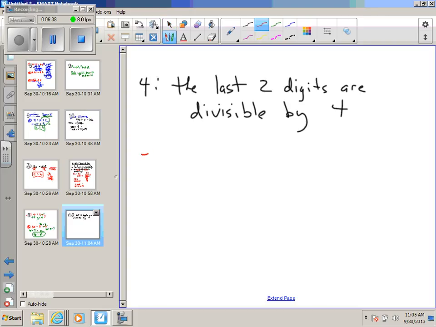So let's give me an example. Someone give me a 3-digit number. Say 530? Okay. Now the rule for 4 says the last 2 digits. What are my last 2 digits? 30. Just look at it as is. Is 30 divisible by 4? 4, 8, 12, 16, 20, 28, 32. No. Then neither is 530.